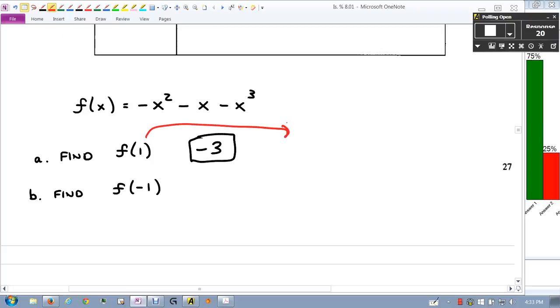And look at 75%. So that's a quarter of you that didn't get it right. I'm not quite sure if the quarter is by hand or by calculator, but that's enough for me to be concerned about the reliability of the calculator to get the correct answer. This should be -1 squared minus 1 minus 1 cubed. I'm going to come back to that.